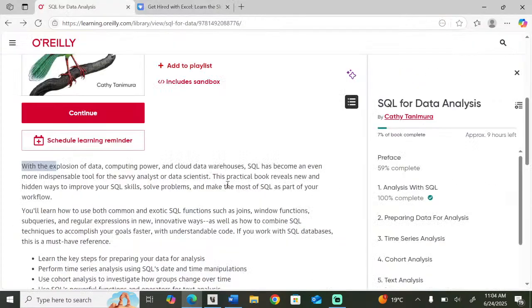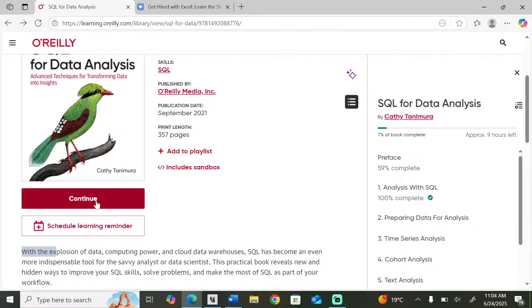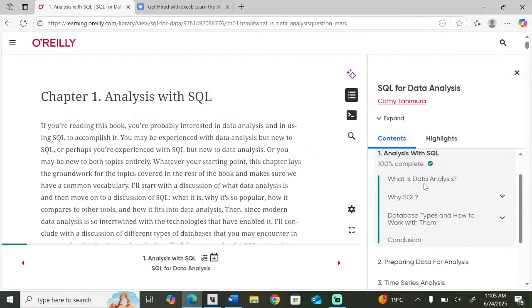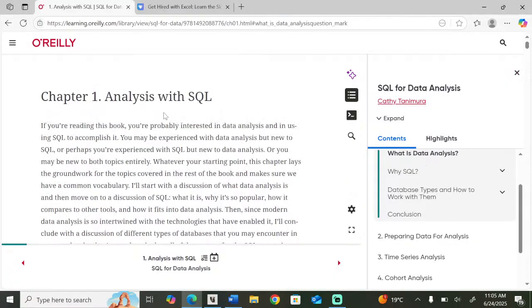Now let's begin this book. We are going to start our book. All right, this is what it says. Chapter 1, Analysis with SQL.